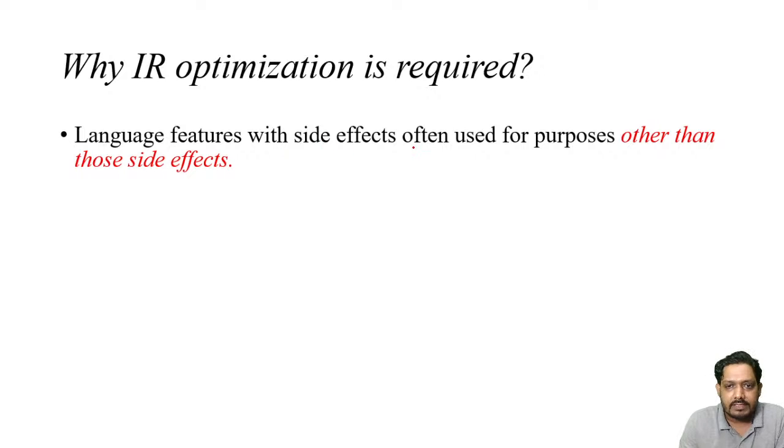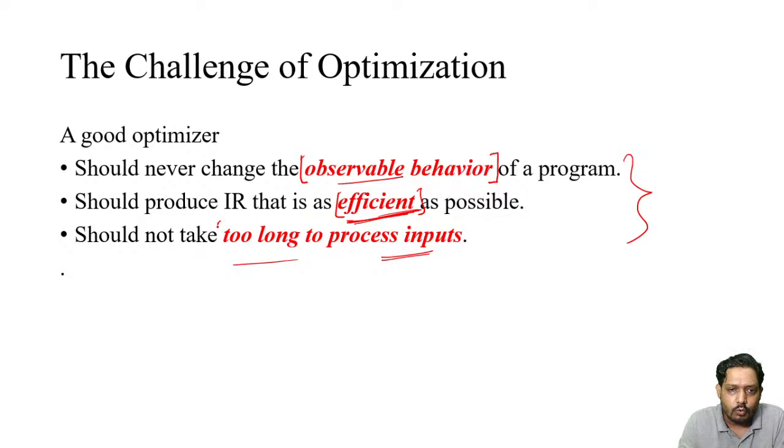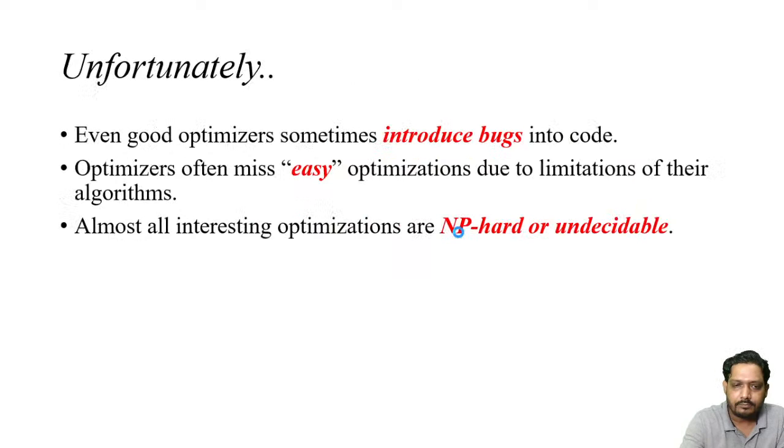So language features with side effects are often used for this purpose other than those side effects. Why do we do this? We want observable behavior to be preserved and the program to be as efficient as possible, and it should not take too long to process the input. So this is the core reason, the theoretical aspect, that a good optimizer never changes the behavior. It will not change the observable behavior; you are not changing the program, you are making it efficient, and it should not take too long to process the input.